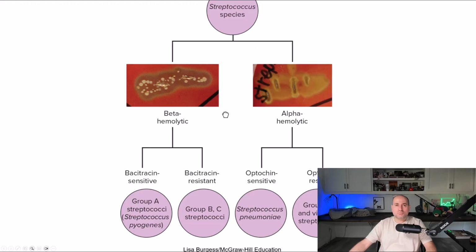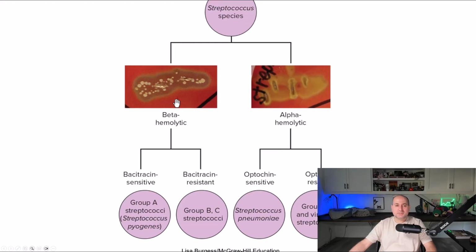If you want to figure out which streptococcal species you're talking about, if it's beta hemolytic, remember you have this clear area, a colorless halo surrounding the colonies. That means that you need to do another test, a bacitracin test. This is an antibiotic. If the bacteria are beta hemolytic and bacitracin sensitive, then it's a group A streptococci. For instance, Streptococcus pyogenes, the bacteria that causes strep throat. If it's bacitracin resistant, then it belongs to group B or C streptococci.